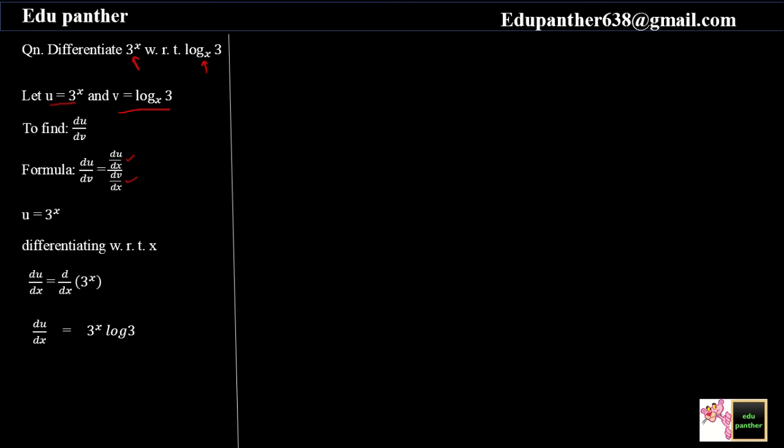Next we have to find dv by dx. So v is log of 3 to the base x. Now see, as we know, the derivative of log x is 1 upon x, but in that log term your base should be e. By default the base is e, but here they have mentioned that the base is x. So before starting with the differentiation we have to change the base to e. Now how to change the base? For that, just see here.